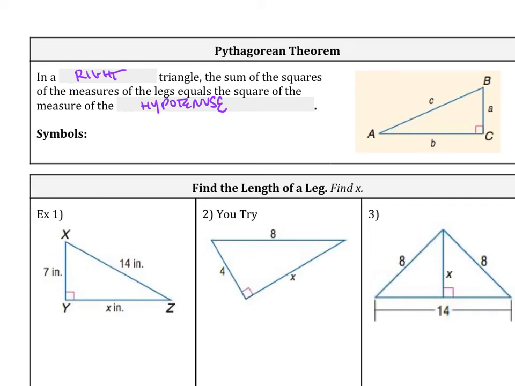Now let's look at the Pythagorean Theorem. In a right triangle, the sum of the squares of the measures of the legs equals the square of the measure of the hypotenuse. So we have side A here, side B, and side C.